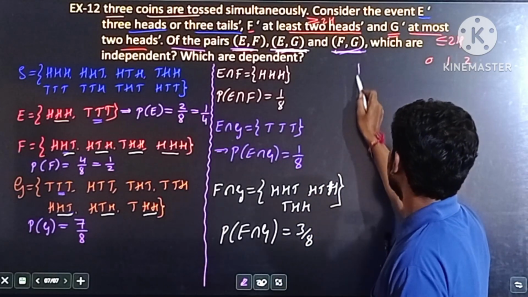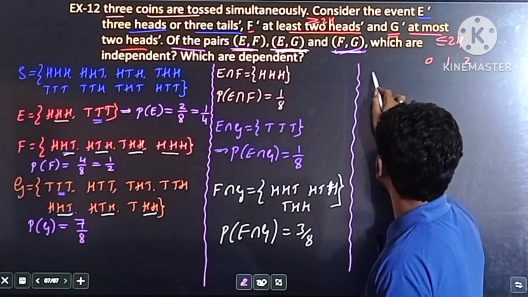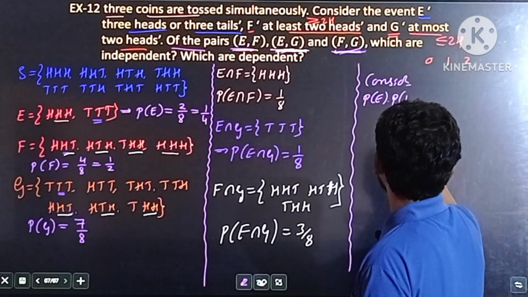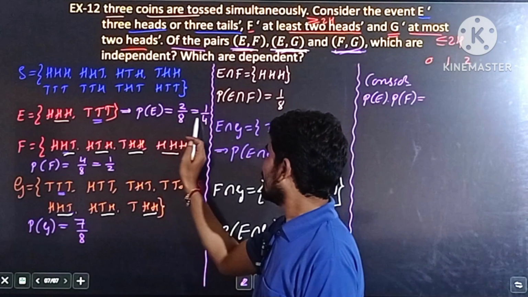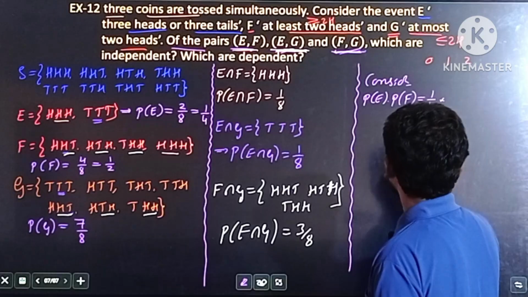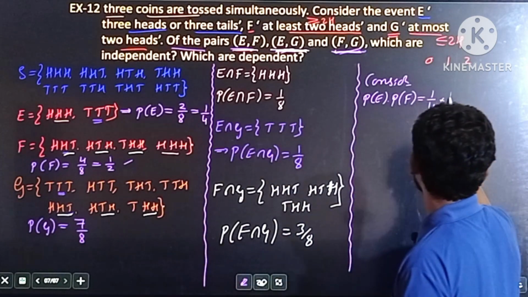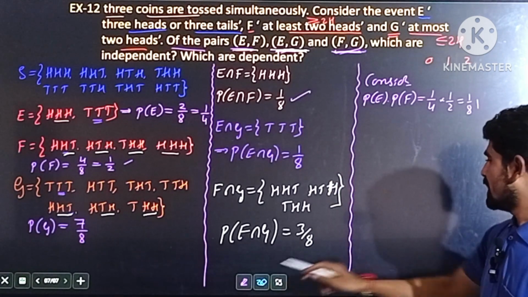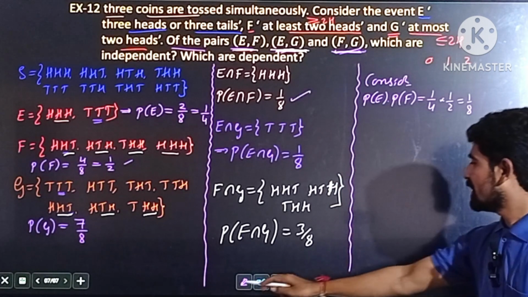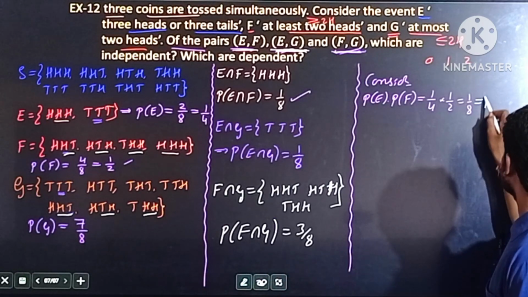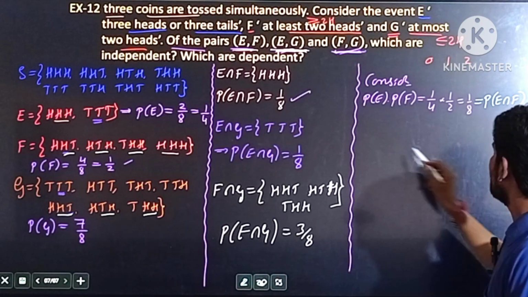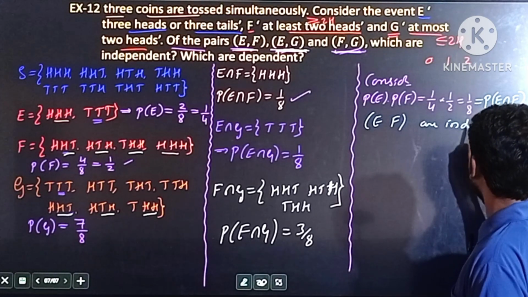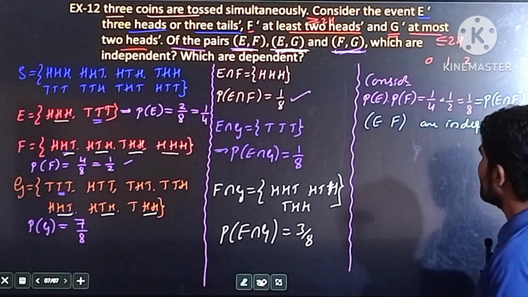Now for identifying whether E and F are independent or not, consider probability of E into probability of F, which is equal to probability of E is 1 by 4 into probability of F is 1 by 2, which is equal to 1 by 8, and this is equal to probability of E intersection F. It means the events E and F are independent. I hope all of you understand.